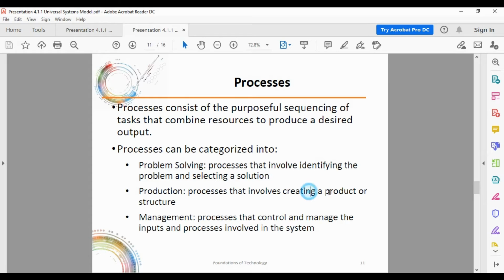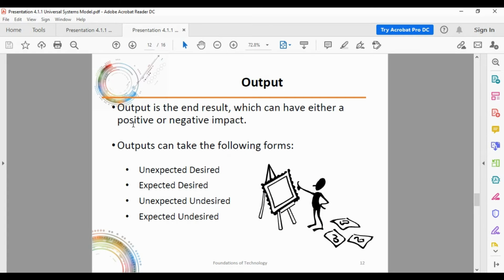Production, a process that involves creating a product or structure. Oh, guess what? Math comes in there too. Management, a process that controls and manages the inputs and processes involved in a system. Oh, guess what? Mathematics pops in there. You might be noticing a bit of a trend there. If you want to know more about how they become involved, feel free to ask.